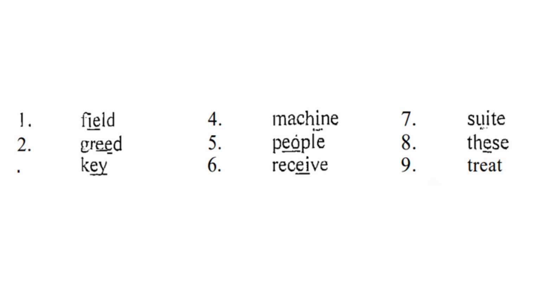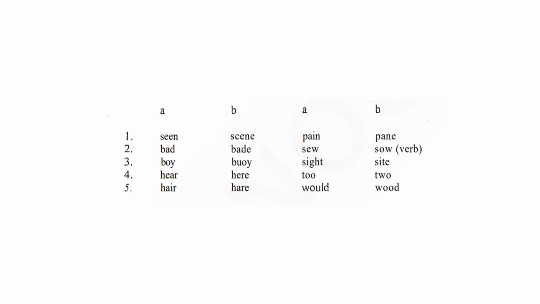So these words sound similar, but they have a very different spelling, and also a very different connotation. They all have different meanings and spellings, but they sound the same. Our first combination is seen and seed. Okay, pain and pane, bad and bade, sue and sow, boy and buoy, sight and site, here and hear, two and too, wood and would. All these words are very simple.